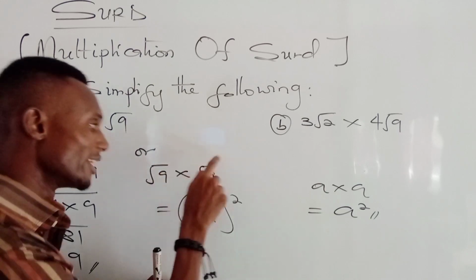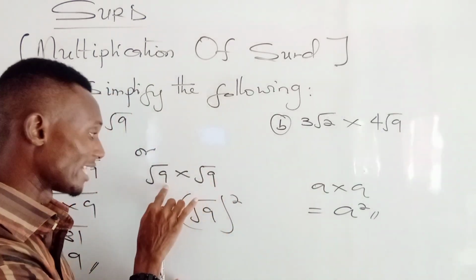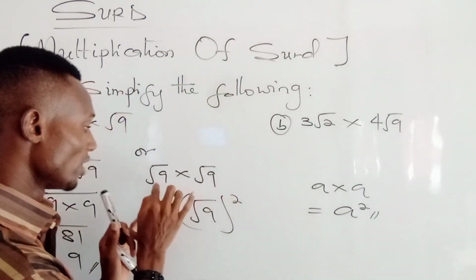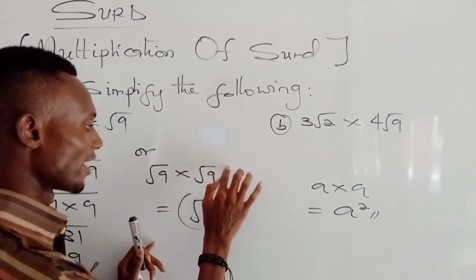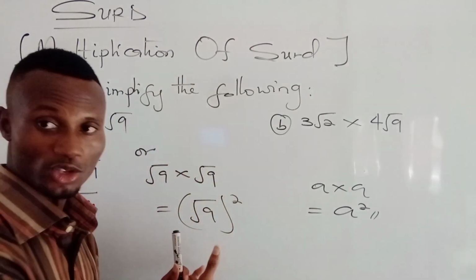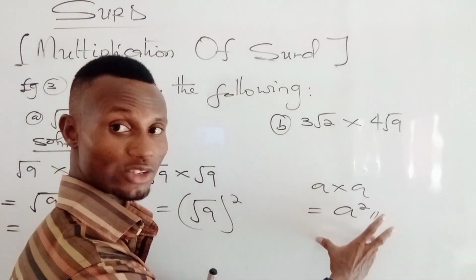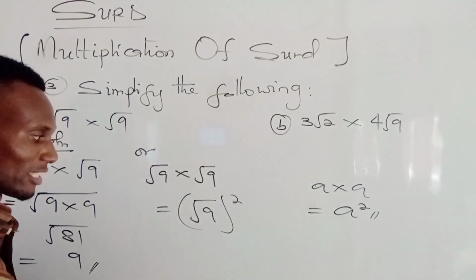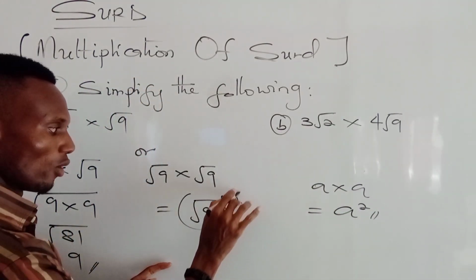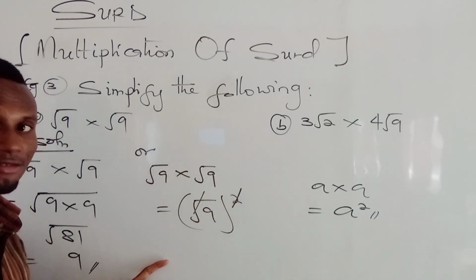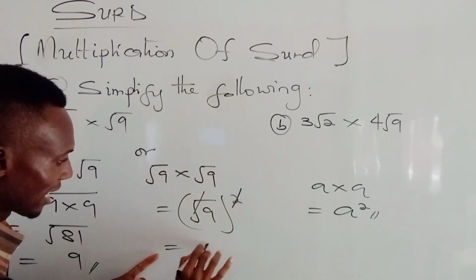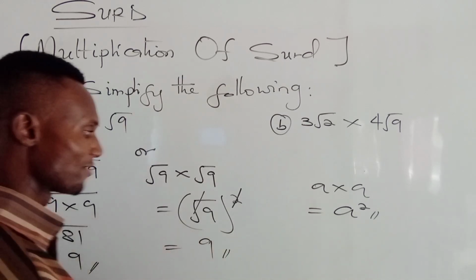This one has a square root sign, this also has a square root sign, this one is 9, this one is also 9. So square root of 9 times square root of 9 is going to be square root of 9 all squared, the same approach that we applied to this one. Now let's go ahead and simplify further. This power 2 here will cancel the square root sign that we have here. So we are going to get our answer to be 9. That's the final answer.